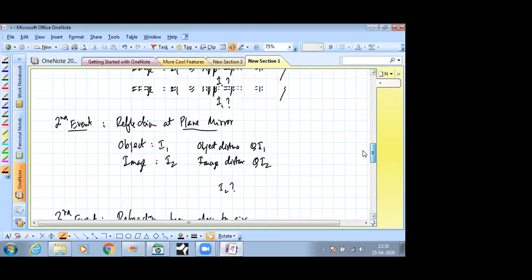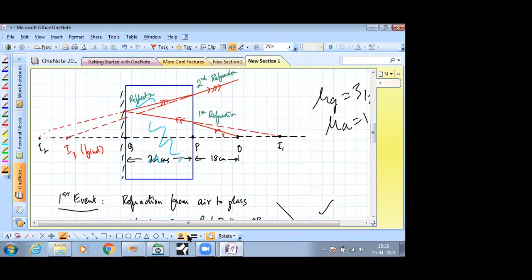What we had calculated earlier, I'm now just labeling differently. This distance we had calculated as 27 centimeters. Now as far as this plane mirror is concerned, the object is I1, so the object distance for the second event is 27 plus 24, which is 51. So the image distance behind should be the same. This distance should be 51. From this point, it should be 51 centimeters behind. And now try to solve the third event yourself.